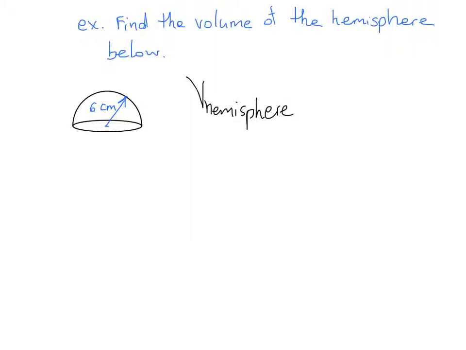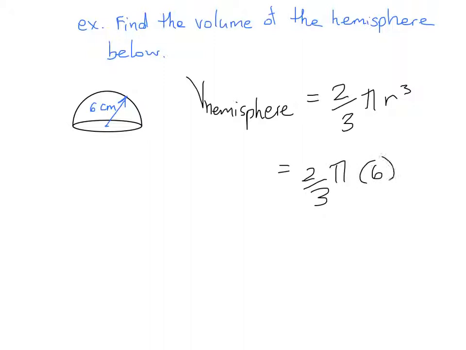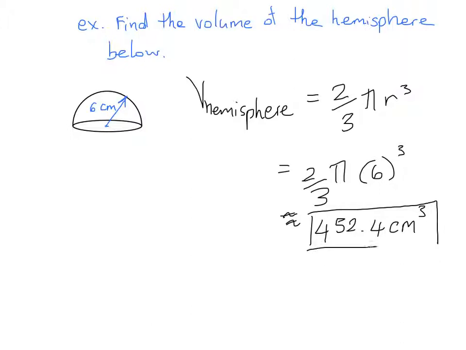Half of 4/3 is 2/3, so the formula for the volume of the hemisphere is 2/3 pi r to the third power. So the volume of a hemisphere is 2/3 pi times our radius, which is 6 to the third power, and that's approximately equal to 452.4 centimeters cubed. And you can double check and see if you would get the same answer the other way, if we halved the volume of our sphere. Alright, that's it for now.